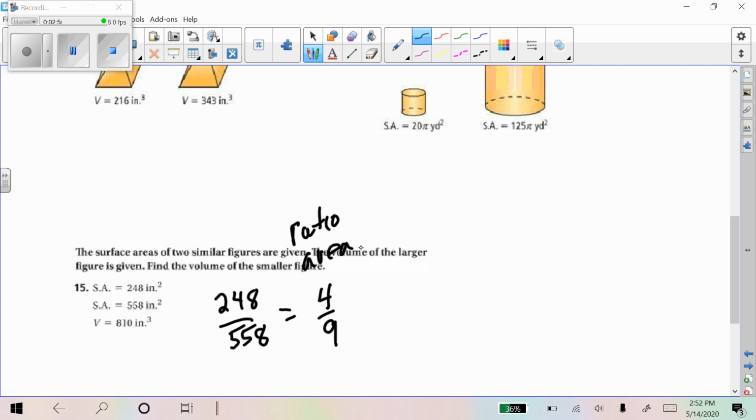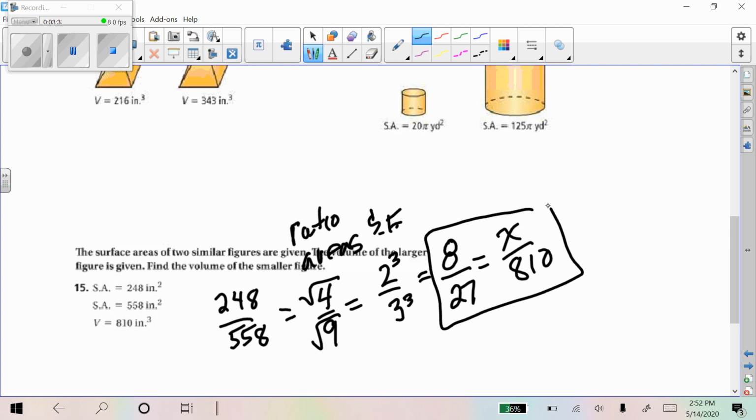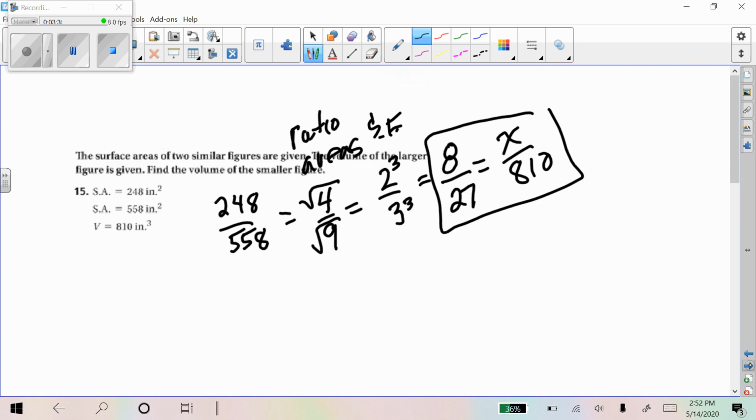So the scale factor will be the square root of those. Let's take the square root of each of those, and then we get 2 over 3. That is the scale factor. Now remember that the volume factor is those numbers cubed. We're going to cube both of those, and that gives me 8 over 27. And I'm going to use that in my proportion. But it says that the volume of the larger figure is given, so let's put that down here. And then we're just going to do our proportion there. I'll let you finish that one out. And then we'll move on to number 19.